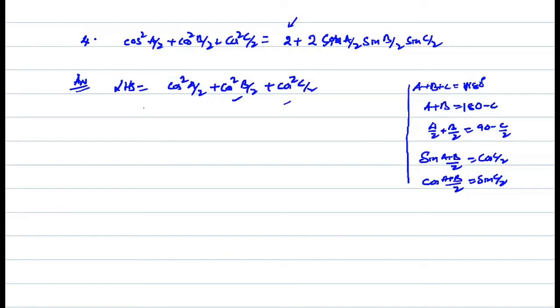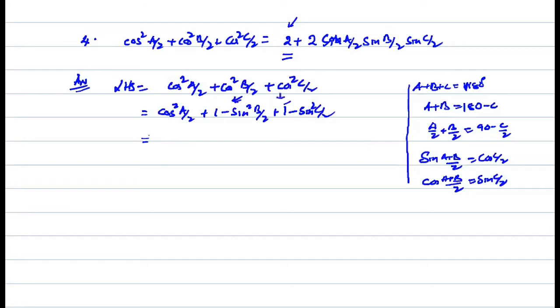Look here. I'll write in the first step cos square a by 2 plus 1 minus sin square b by 2 plus 1 minus sin square c by 2. This is the transformation. Two is there, so change the second and third terms. If it is in terms of sine, change the first and last term. Since it is cos, cos, cos, change the second and third terms.